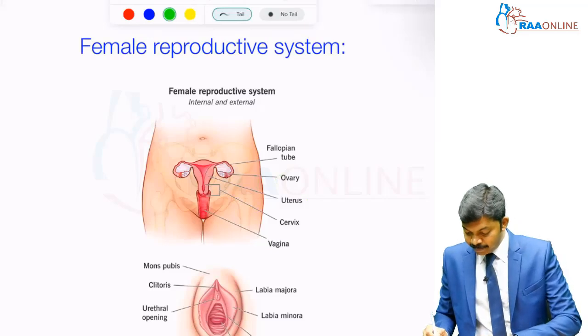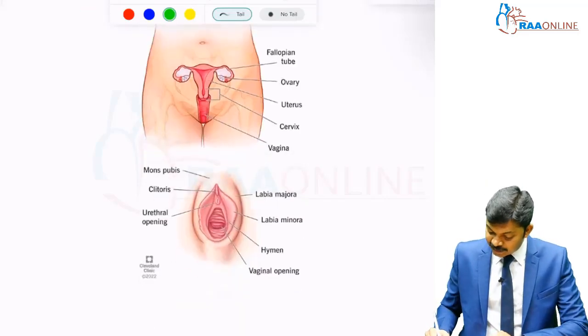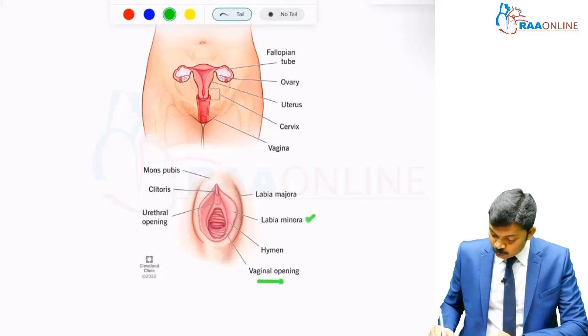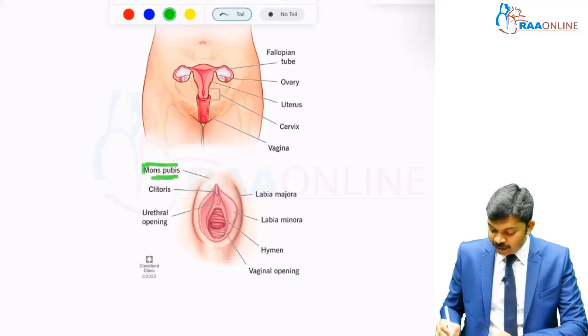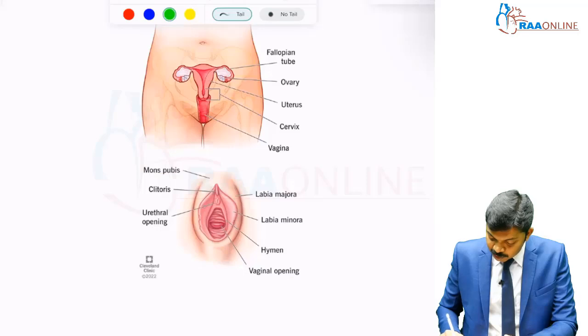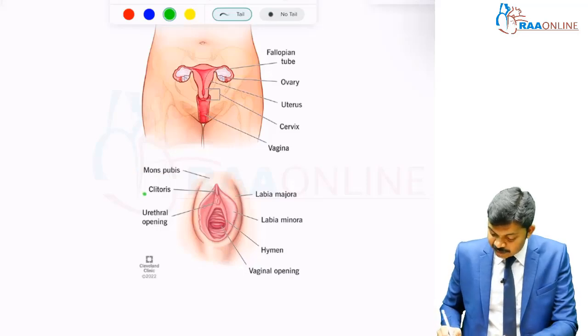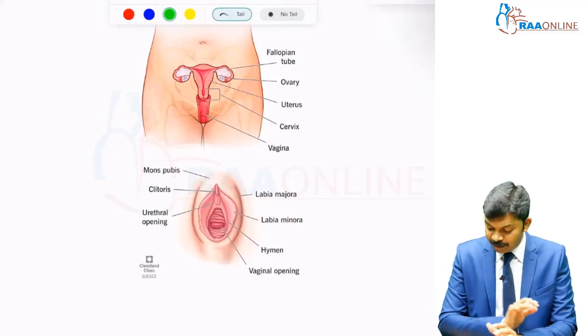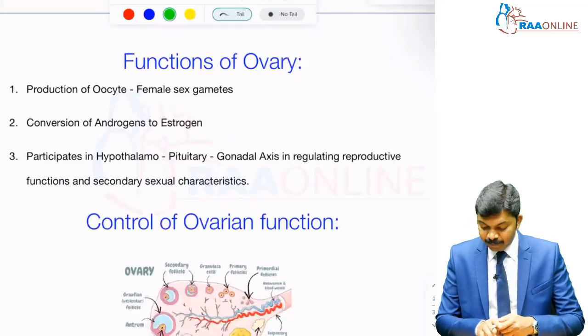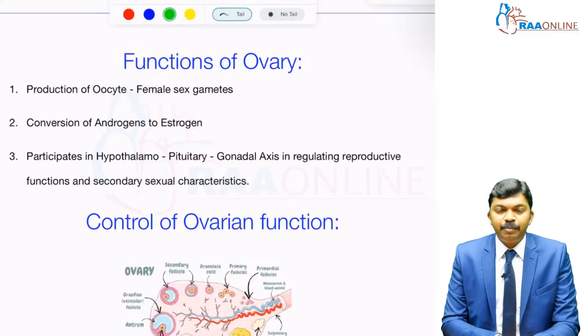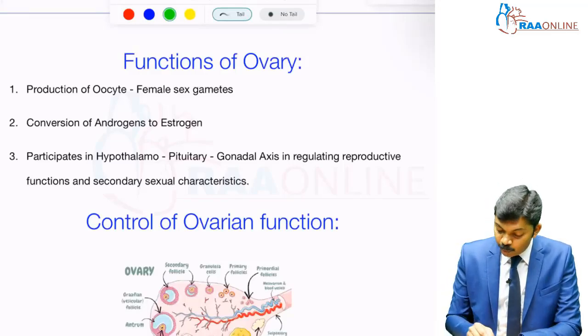The external genitalia as such has the labia majora, and inside it there is going to be the labia minora. The vaginal opening is guarded by a membrane called the hymen. The adipocytes that get deposited make the vulva look elevated, and that's called the mons pubis, and the mucosal enlargement is the clitoris. Just above the vaginal opening there is going to be the urethral opening, guys, and that's the external genitalia appearance.